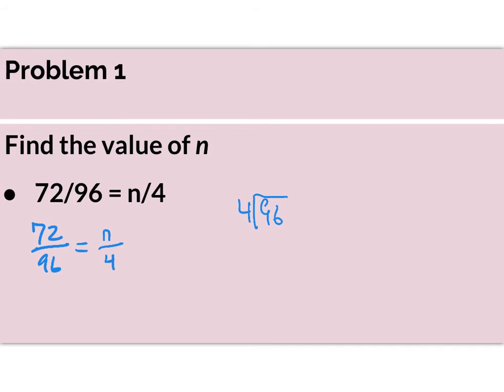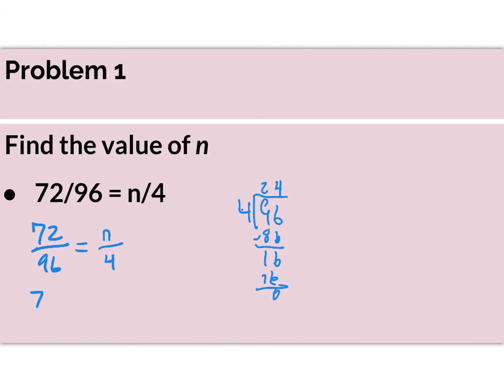So now let's do the math. How many times does 4 go in a 9? 4 goes in a 9 twice. 2 times 4 is 8. We're going to subtract 1, bring down a 6. How many times does 4 go in a 16? 4 times. 4 times 4 is 16. We have no remainder. This is a perfect factor.